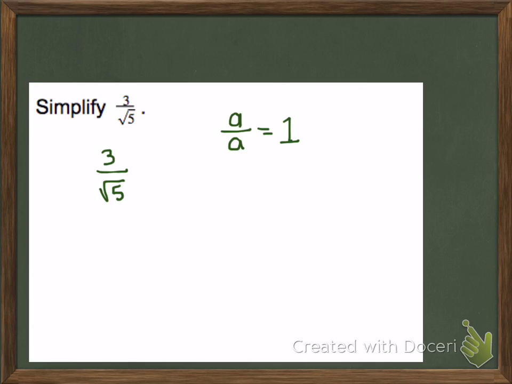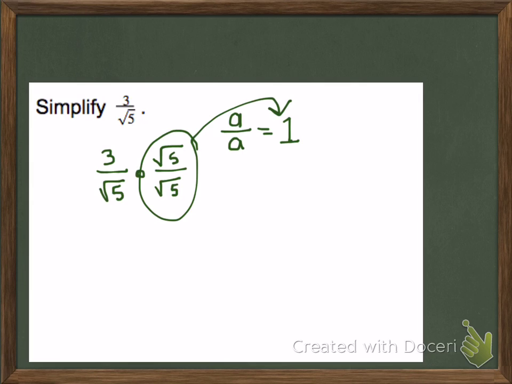Because I can have a value over itself equaling 1, it doesn't change the value of the fraction if I multiply by root 5 over the square root of 5, because this fraction is equivalent to 1. So if I multiply here, it changes the way things look, but it doesn't change the value. So this becomes 3 times the square root of 5, and then the square root of 5 times the square root of 5, I can write that all under the same radical sign. You don't have to go through that step, I'm just trying to take you through the thought process.